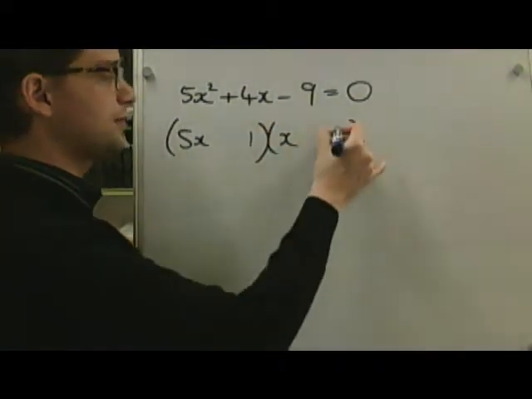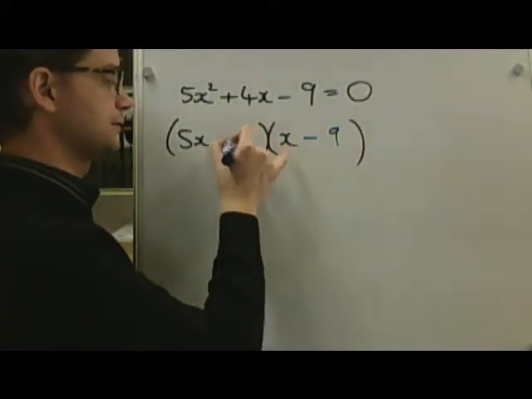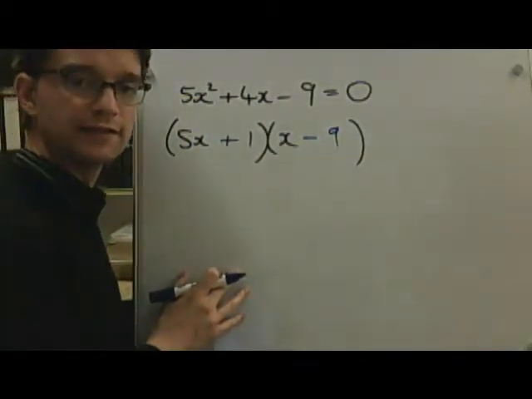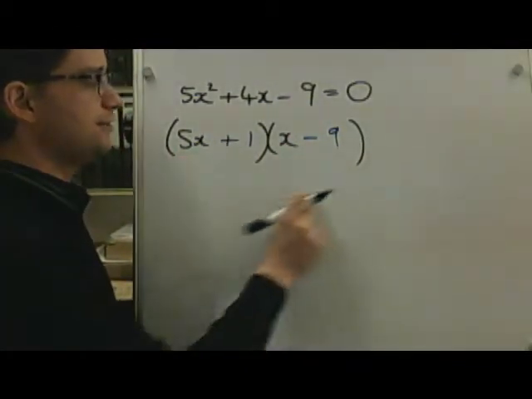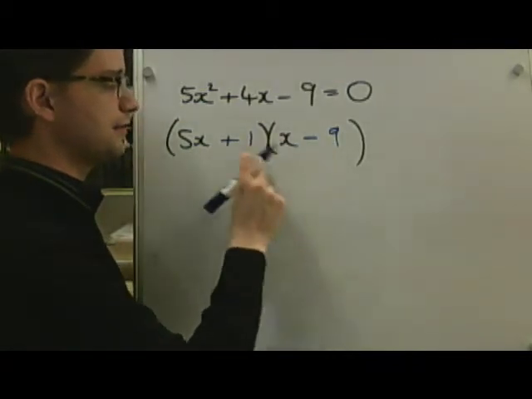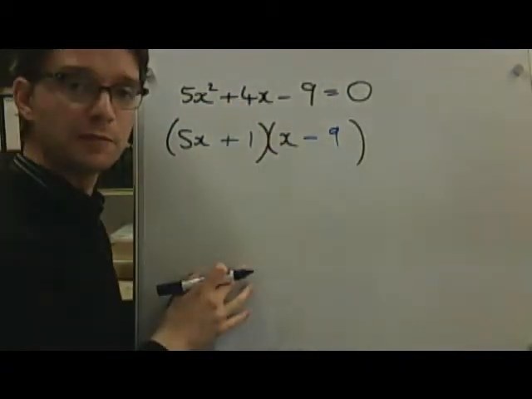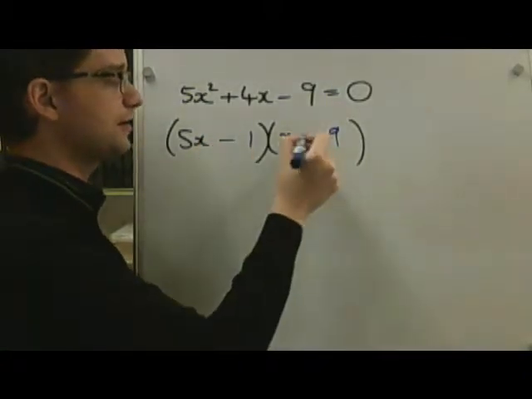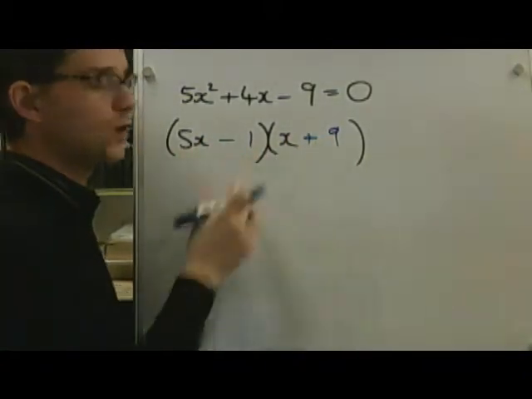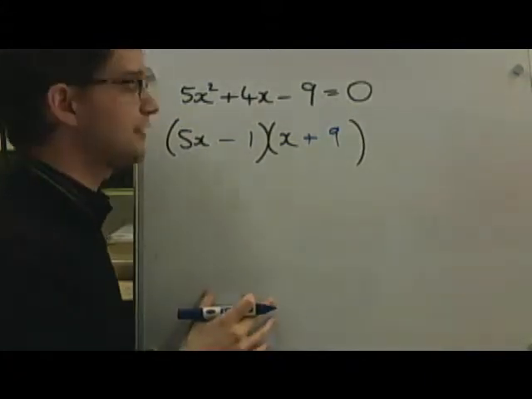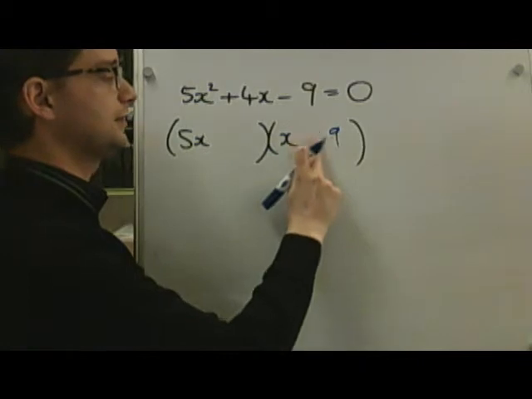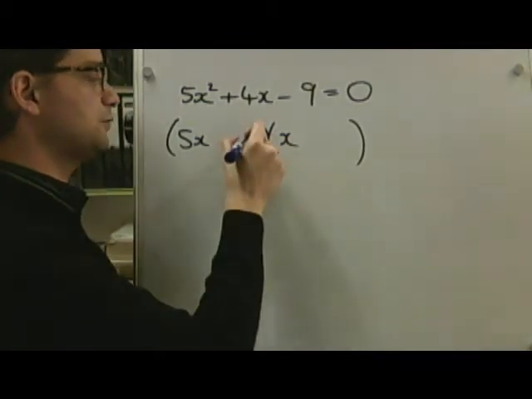So if I try 1 and 9 first, and because it's minus 9, I need 1 to be positive and 1 to be negative. So 5 9s are 45, and 1 isn't going to give me plus 4. And actually, even if I swap the signs over, I've still got 45 and 1. So that's not going to help me out. 45 and 1 is not going to give me minus 4. So I'll take that out and we'll try another possibility. We'll swap those around.